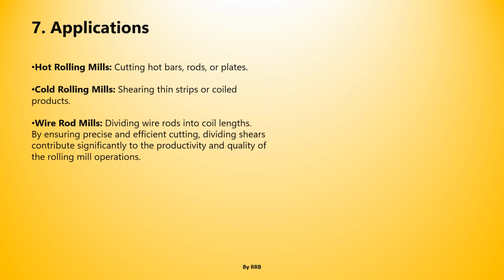Applications. In hot rolling mills, cutting hot bars, rods and plates. In cold rolling mills, shearing thin strips or coiled product. In wire rod mills, dividing wire rods into coil lengths, ensuring precise and efficient cutting. Dividing shears contribute significantly to the productivity and quality of rolling mill operations.